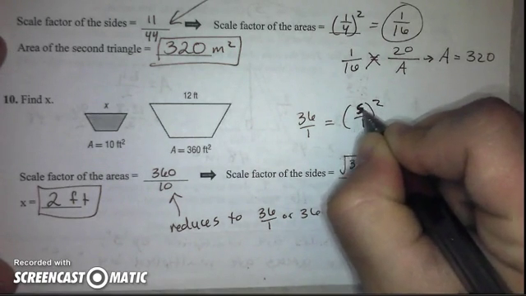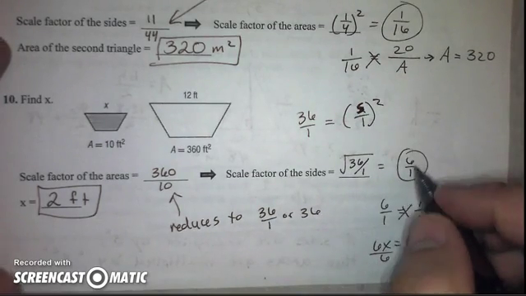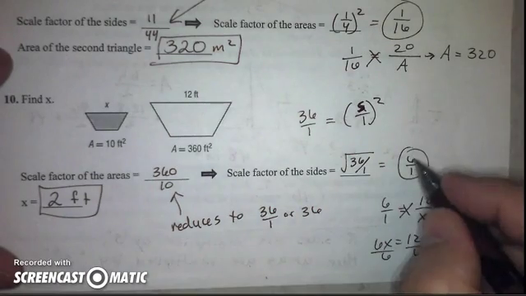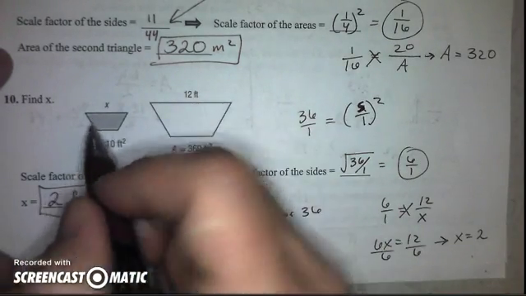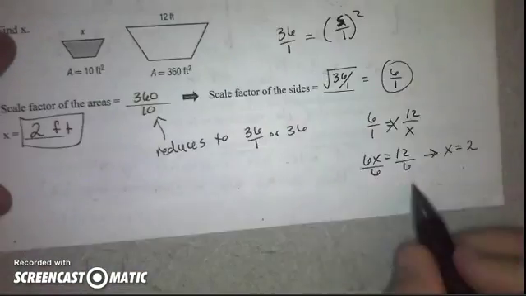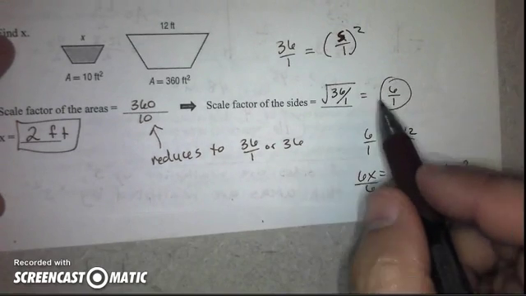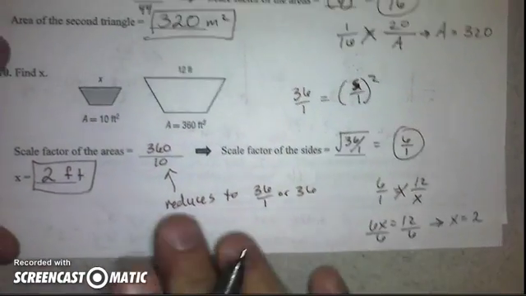My scale factor of their sides squared. So I take the square root of that, and I realize that the scale factor of the sides is just 6 to 1. Okay, this big one is 6 times the small one. Well, that's easy to see. 12 is 6 times 2. You can set up your proportion and see it also. 6 over 1 equals 12 over x. So x has to equal 2 feet.